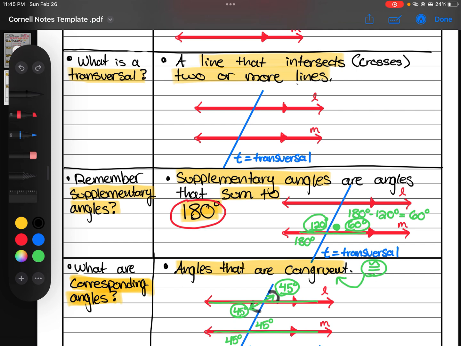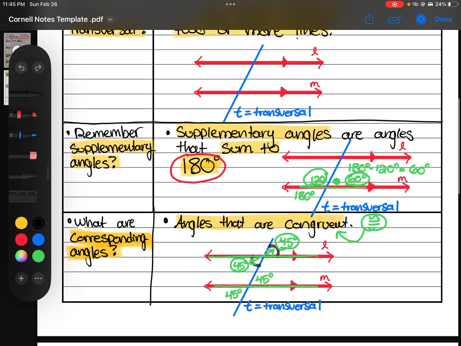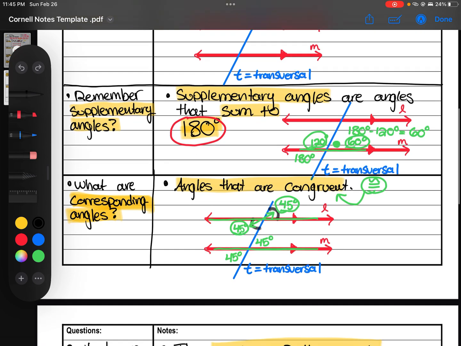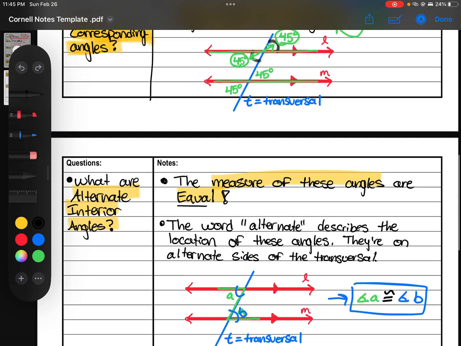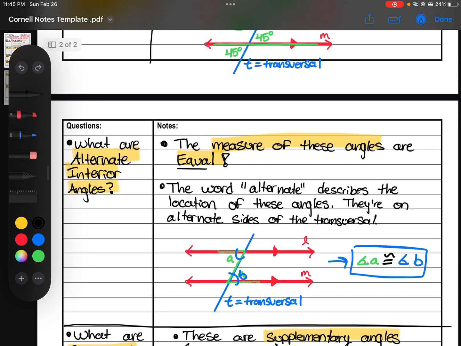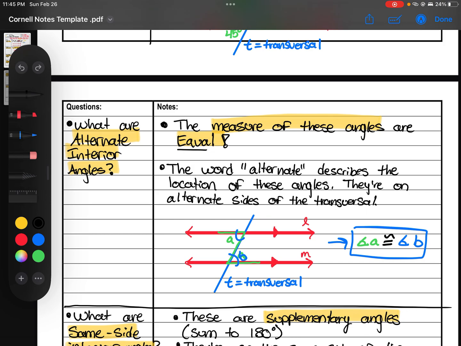Supplementary angles are angles that sum to be 180 degrees. Remember, they can make a straight line to get that 180 degrees. Corresponding angles are angles that are congruent. I think of our vertical angles that we learned about from last week. And alternate interior angles have an equal angle measure. And they are like zigzag from each other.